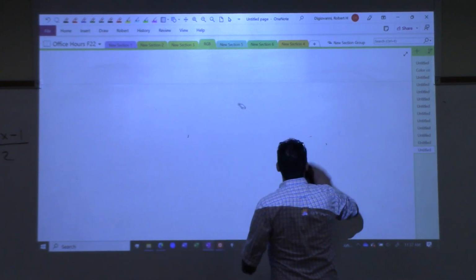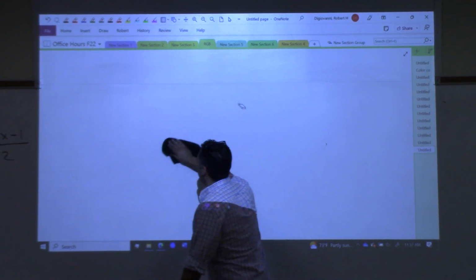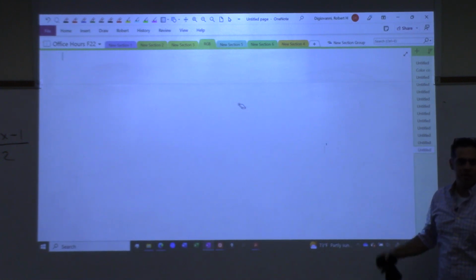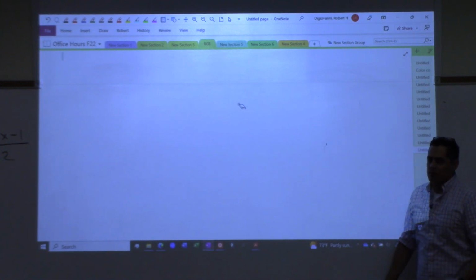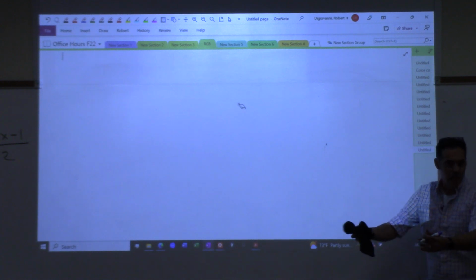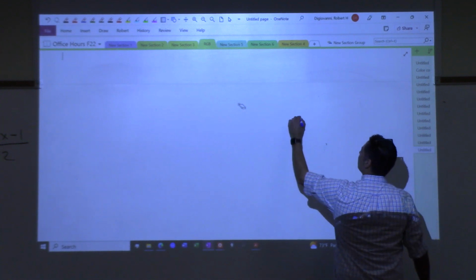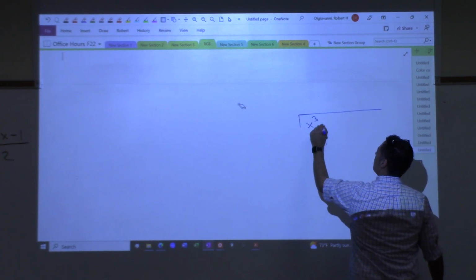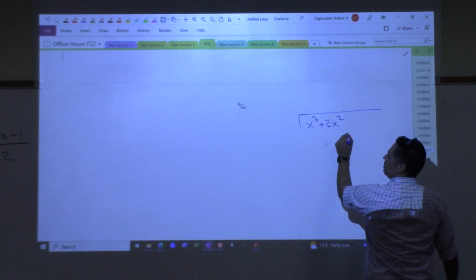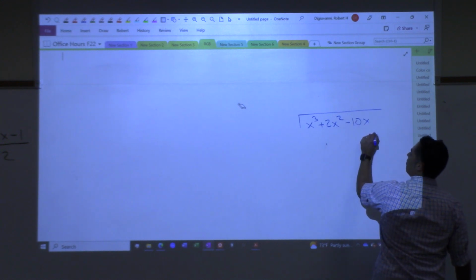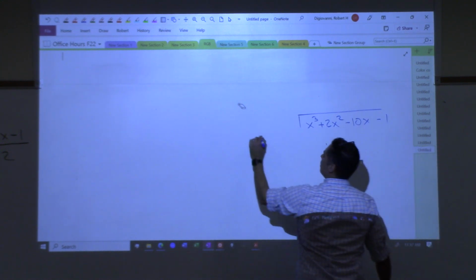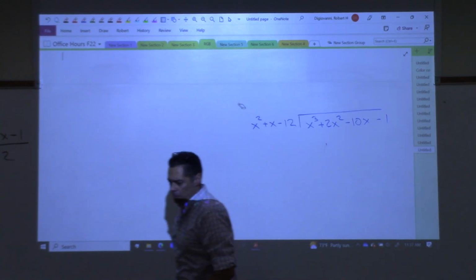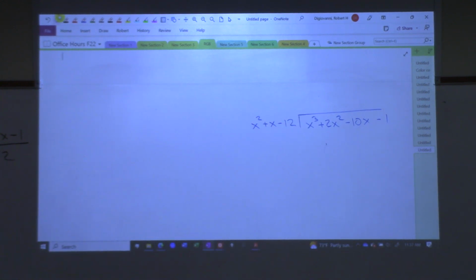Is there some other abstract way that maybe I could do this? Maybe, I don't know. But I'm just trying to get through this. I'm going to go with the normal path here, which is to start with the long division. X cubed plus 2x squared minus 10x. No gaps, right? I don't have any gaps in here. Okay, x squared plus x minus 12. Do this long division.